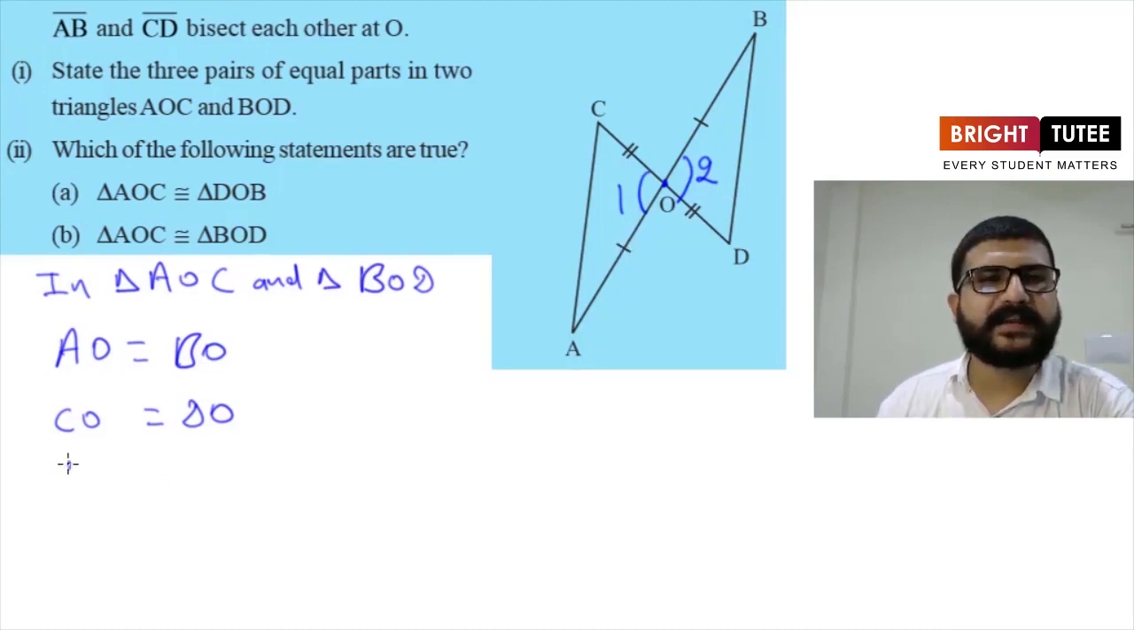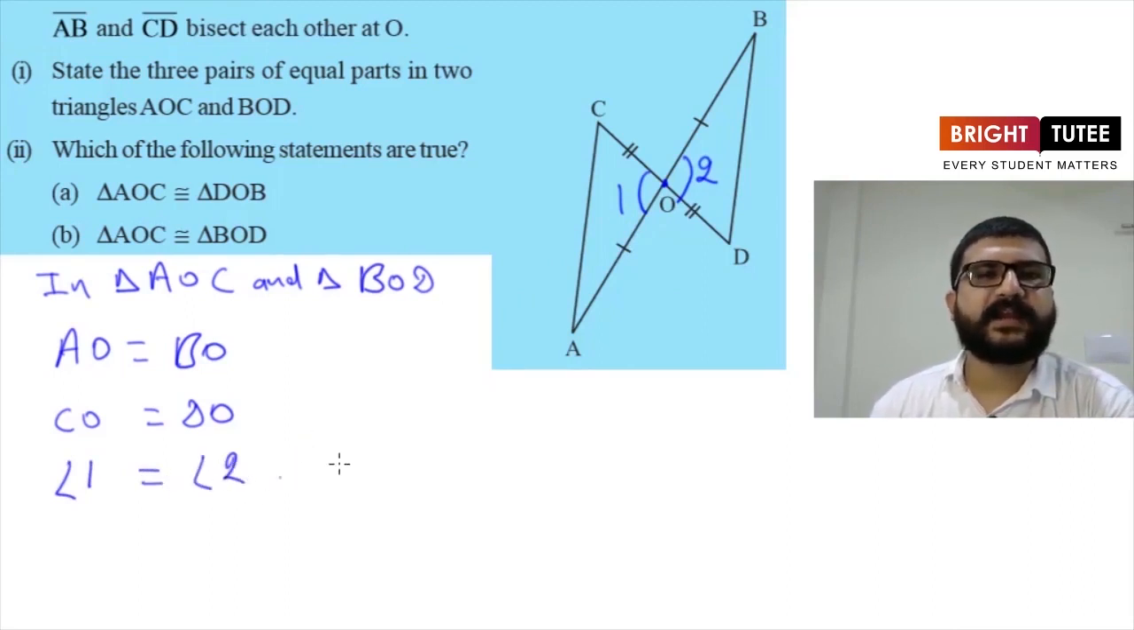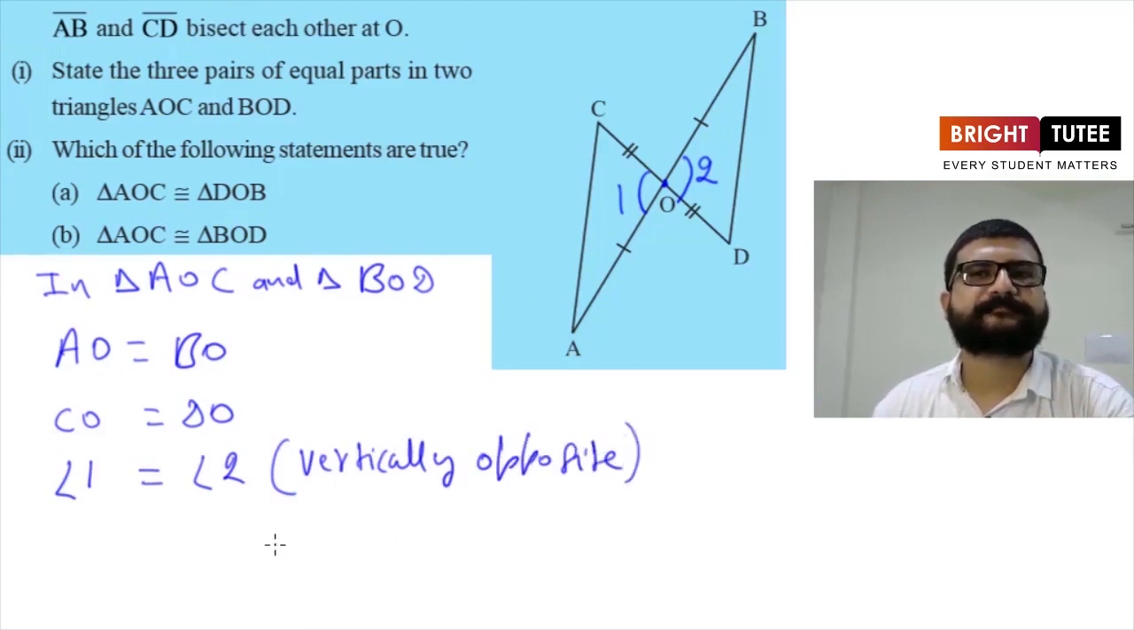So now let's write it here. Angle 1 of triangle AOC is equal to angle 2 of triangle BOD. And why they are equal? Because they are vertically opposite angles. So we have to write it here, vertically opposite angles. So these are the three pairs of equal parts in two triangles AOC and BOD.